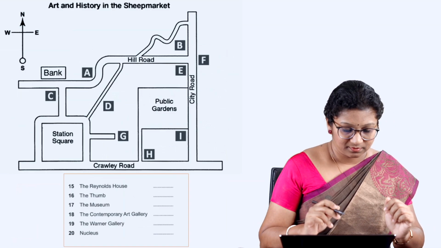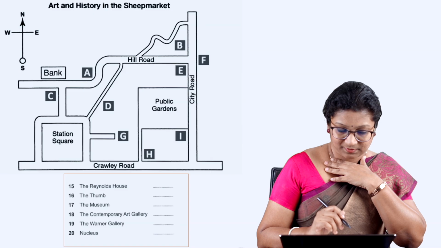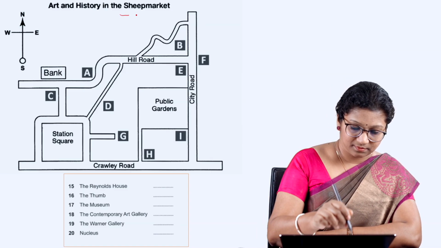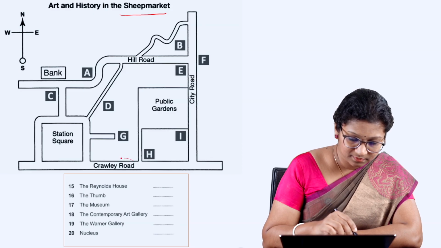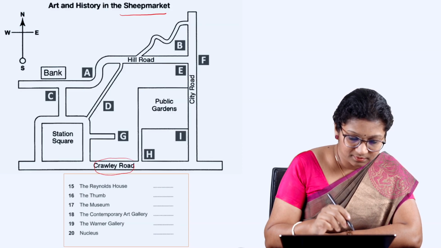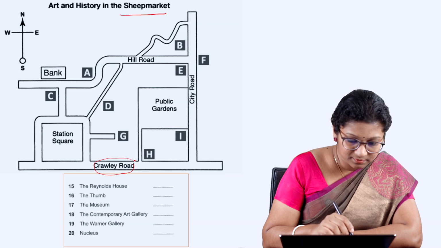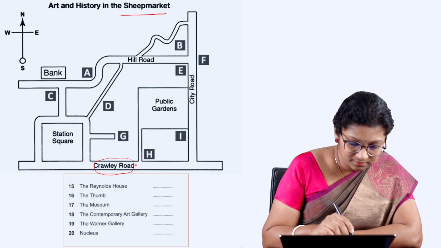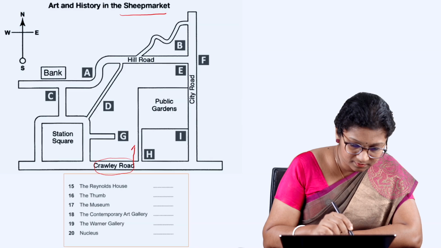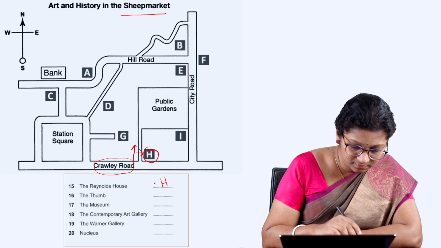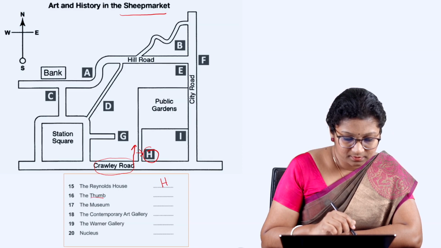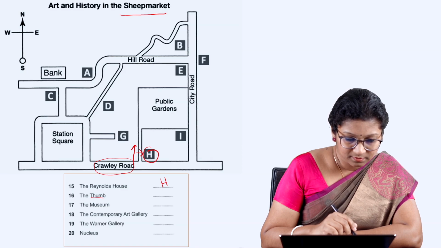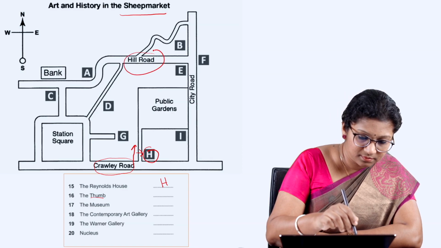The sheep market is one of the main centres for art and history in the whole of the country. If you look at our map, you'll see some of the main attractions there. Most visitors start from Crawley Road at the bottom of the map. The Reynolds House is one of the oldest houses in the city and is open to the public. It's on the north side of Crawley Road, next to the footpath that leads to the public gardens. The area is particularly interesting for its unusual sculptures. The thumb is just what its name suggests, but it's about 10 metres high. You'll see it on Hill Road, across the road from the bank.